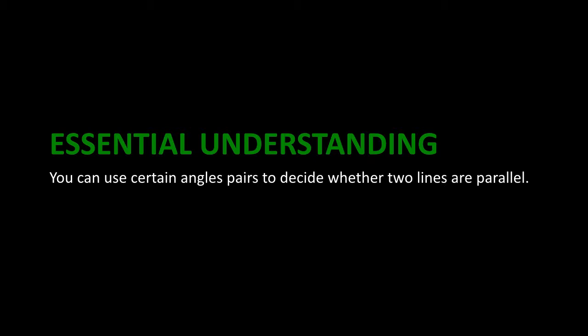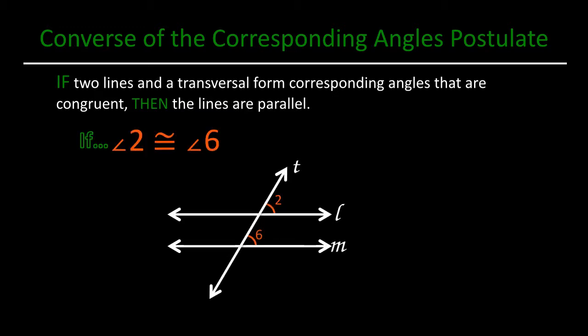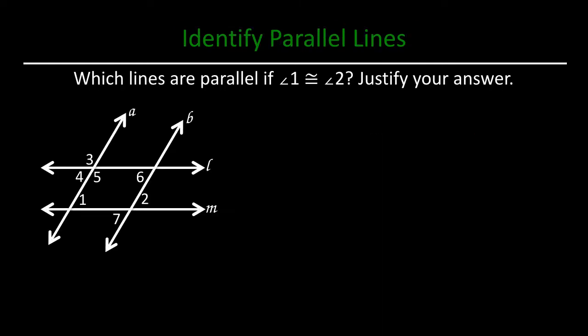Before we begin, it's essential for you to understand that you can use certain angle pairs to decide whether two lines are parallel. Our first postulate is our converse of the corresponding angles postulate. If two lines and a transversal form corresponding angles that are congruent, then the lines are parallel. So if you have angle 2 is congruent to angle 6, then our line L must be parallel to line M. Now let's identify some parallel lines before we move forward with our lesson.